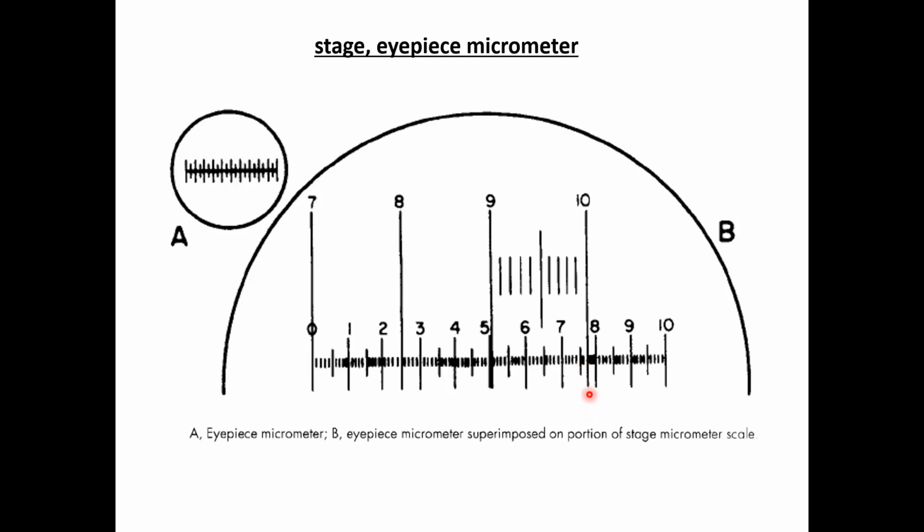superimposed with 77 divisions of the eyepiece micrometer. This means one division of the eyepiece is equal to 77 over 30 micrometers. Okay, means that 300 micrometers equal 77 divisions of the eyepiece micrometer. You can then calculate that each division of the eyepiece micrometer is equal to certain specified lengths. Then we can remove the stage micrometer and inspect our elements and identify their lengths.